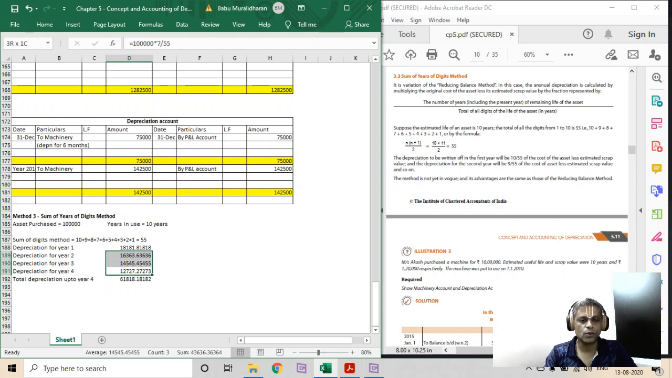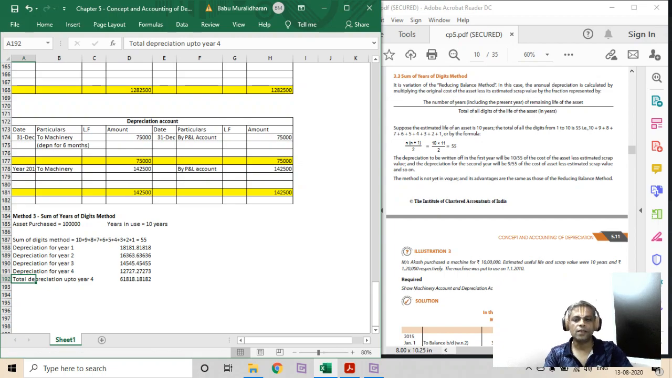You can see here the total depreciation is 61,818, or this can be calculated like this also: 10 plus 9 plus 8 plus 7 divided by 55. That's 61,818. Right? So this is how the sum of years of digits method works. It's easy, but it is not commonly used because it doesn't consider the wear and tear.